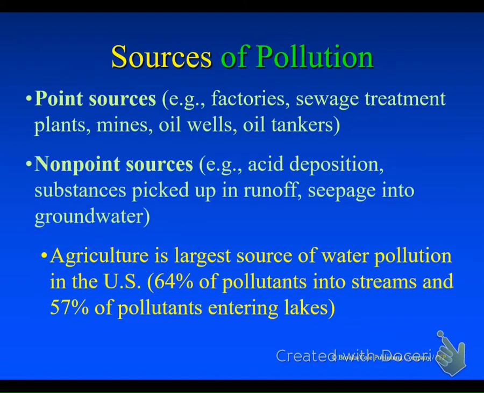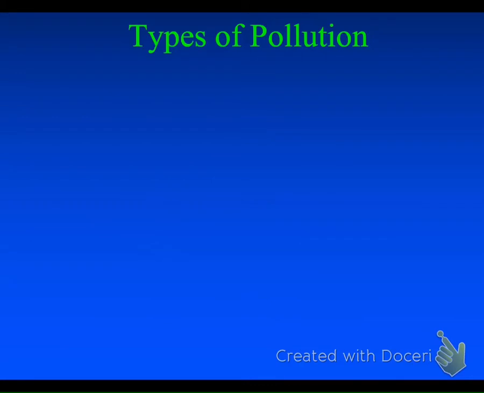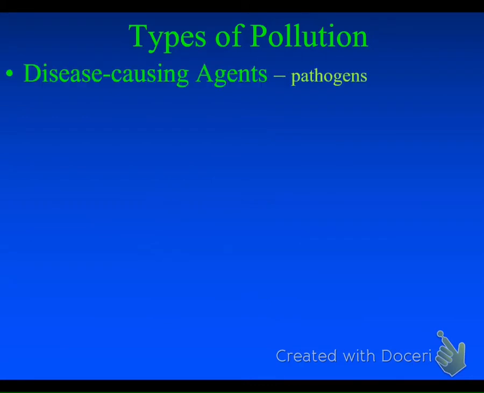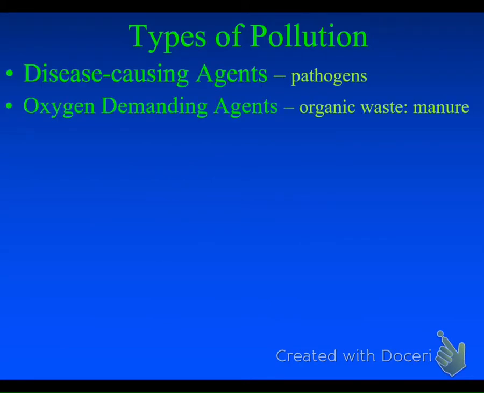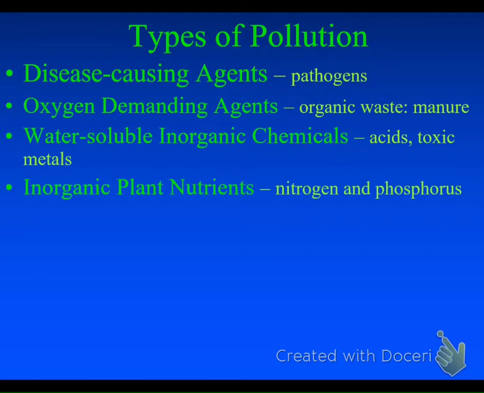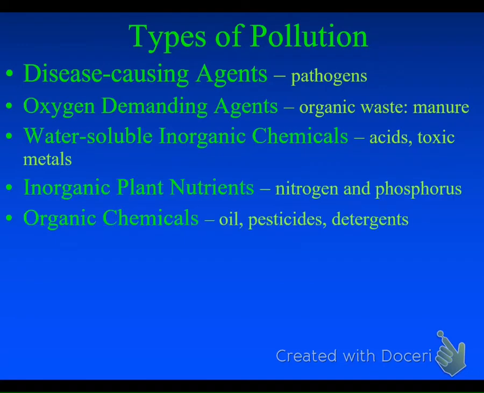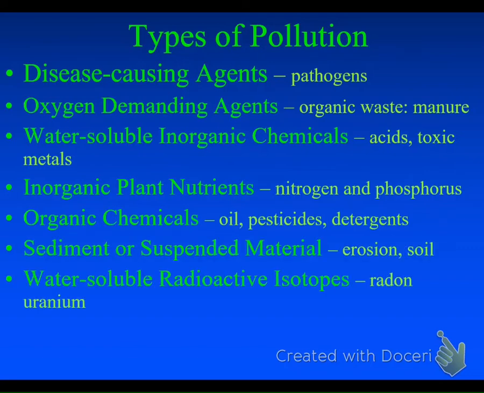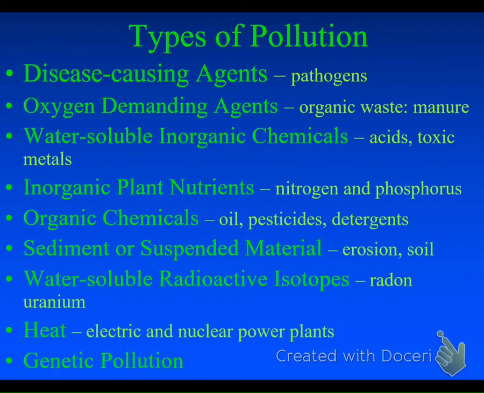Agriculture is the largest non-point source, period. Those terrible moo-moos. And what happens is it causes all kinds of nasties. Disease-causing agents, directly oxygen-demanding, where it removes all the oxygen. We can have inorganics that can be toxins or acids. Nutrients, organic chemicals. I'll go through each one of these.